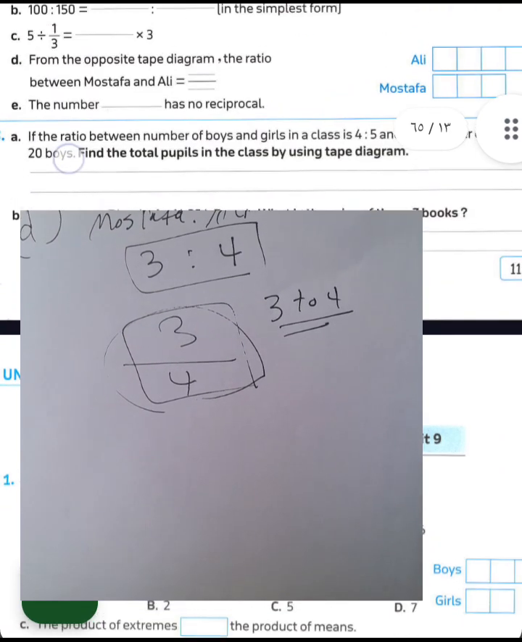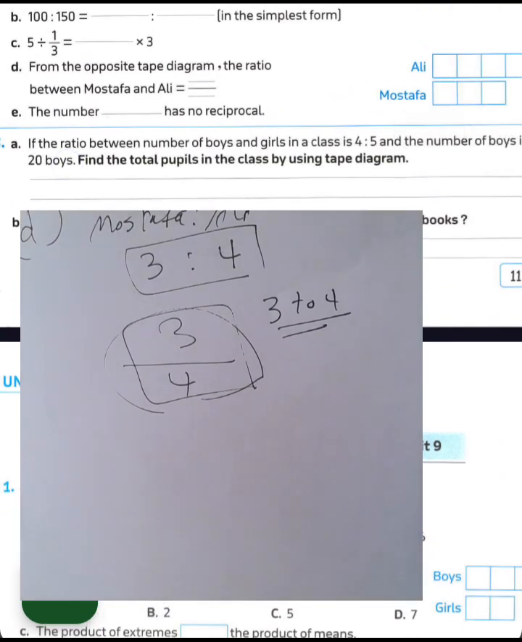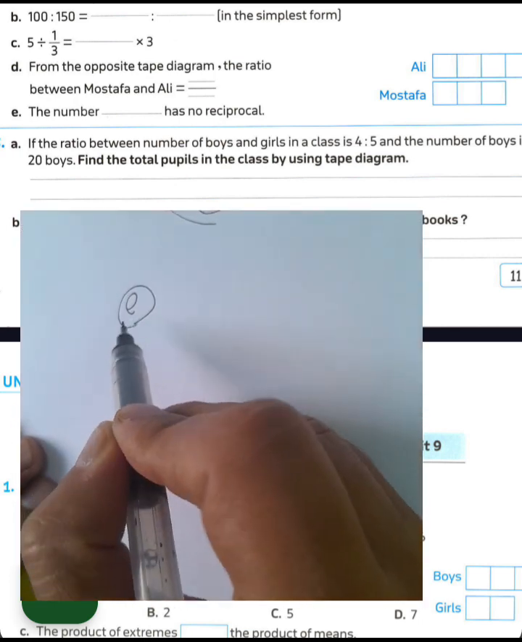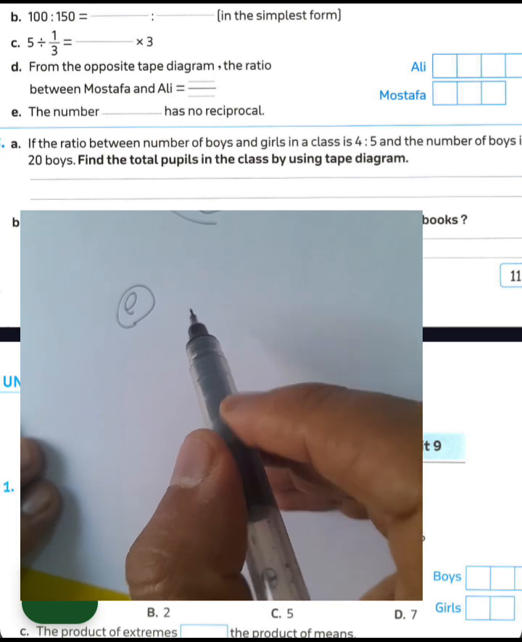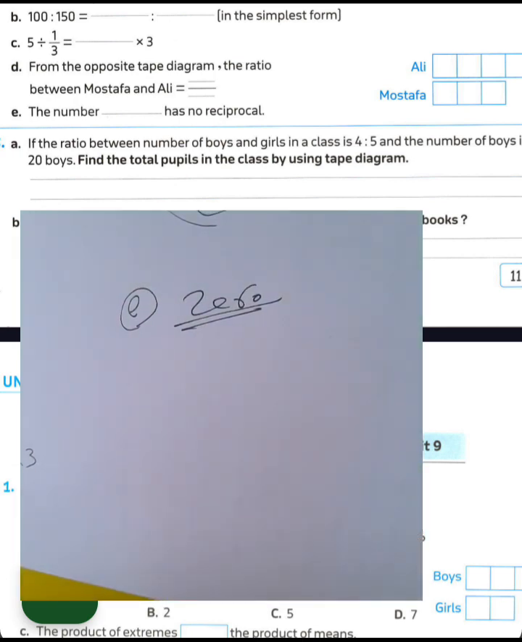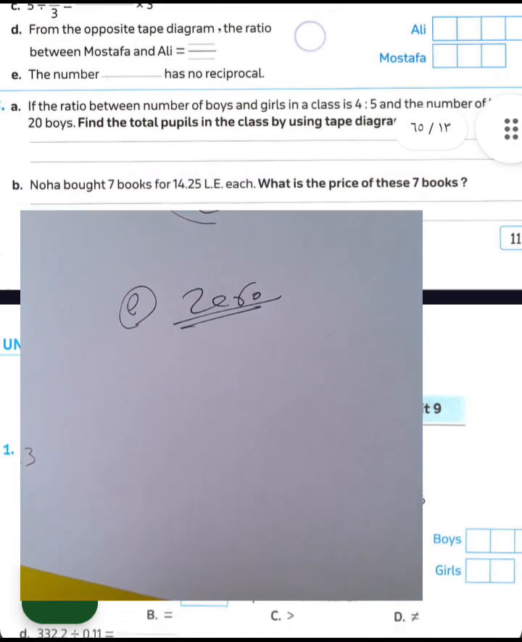The number space has no reciprocal: 0. 0, because any number divided by 0 is undefined. Then question letter E. The number that has no reciprocal will be 0. Okay, write 0. Next question.